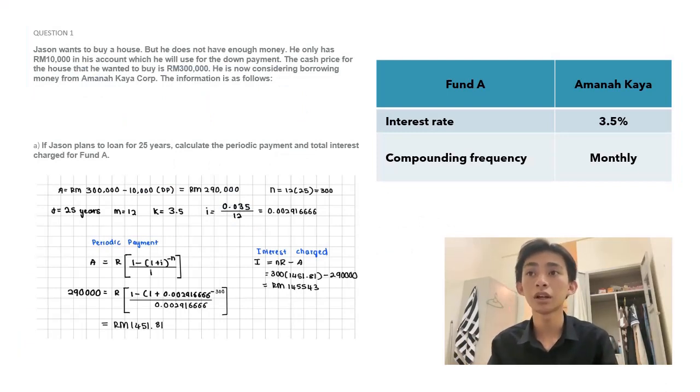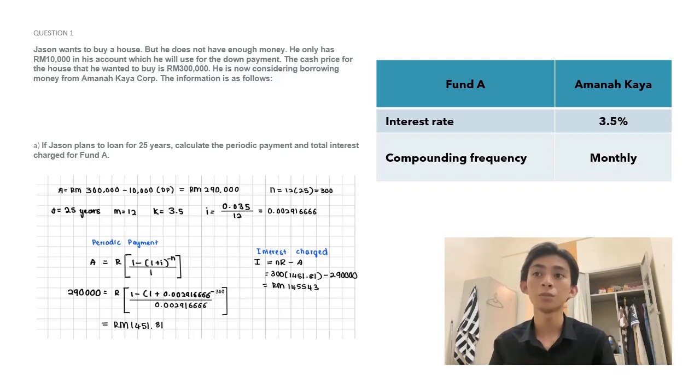Jason wants to buy a house, but he does not have enough money. He has only 10,000 ringgit in his account, which he will use for the down payment. The cash price for the house that he wants to buy is 300,000. He is now considering borrowing money from Amanah Karya Corp. The interest rate is 3.5%. Compounding frequency is monthly.